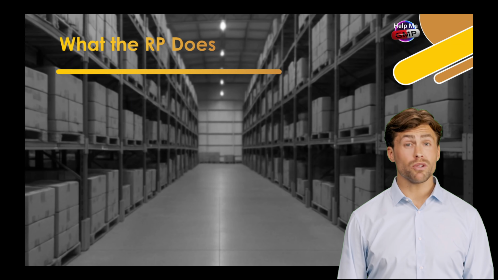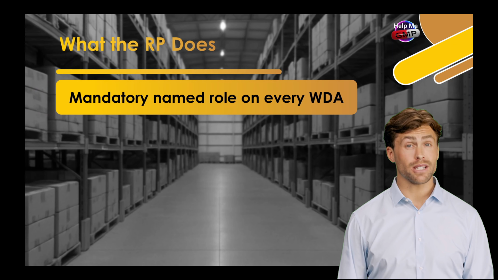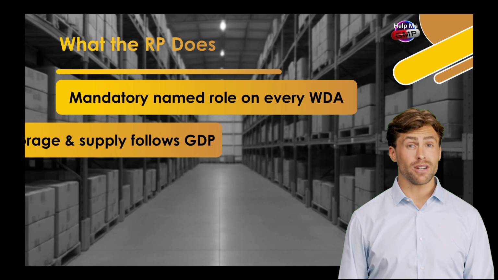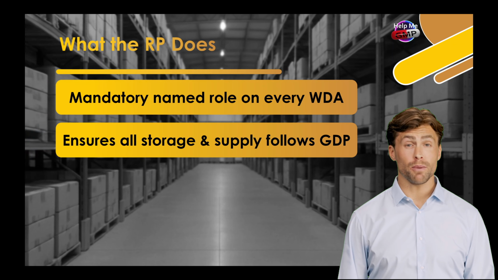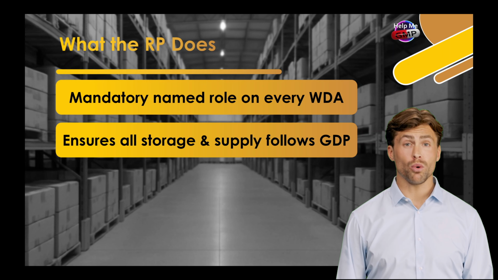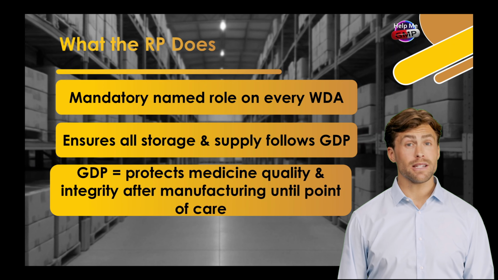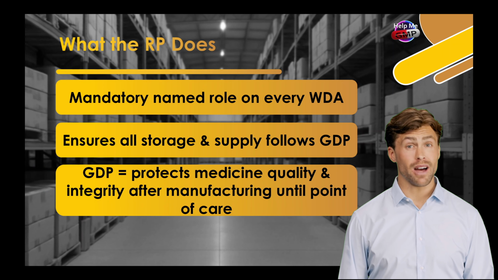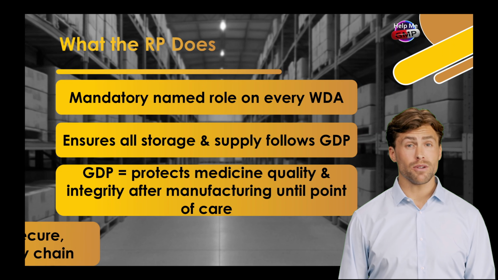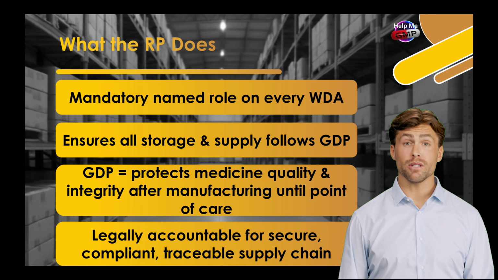Let's start with what is a responsible person and what do they do. The RP is a mandatory, named position on every WDA. Their mission: make sure every activity linked to storage, distribution, and supply of medicines follows good distribution practice, or GDP. GDP protects the quality and integrity of medicines after they leave the factory until they reach the point of care. The RP is legally accountable for that protection and must keep the supply chain secure, compliant, and traceable.